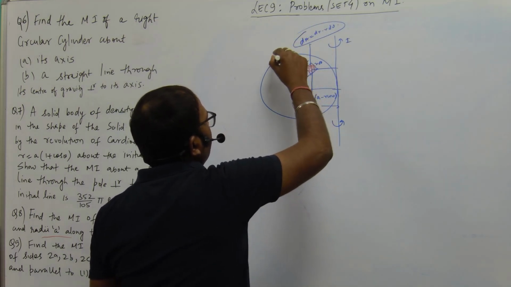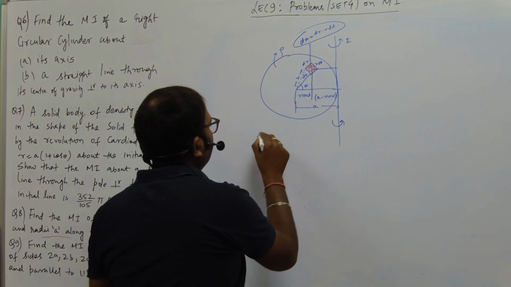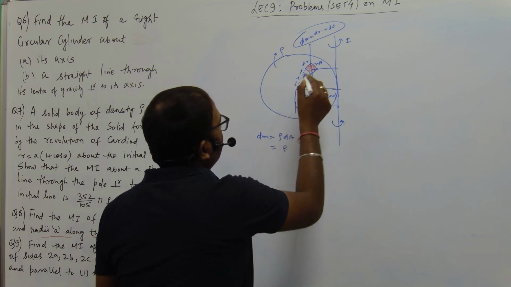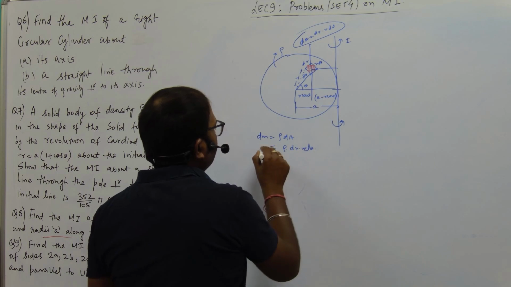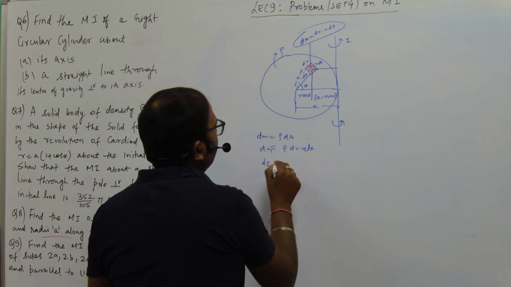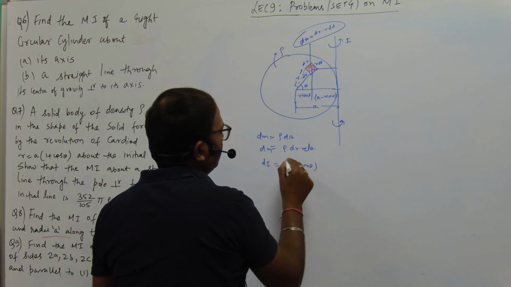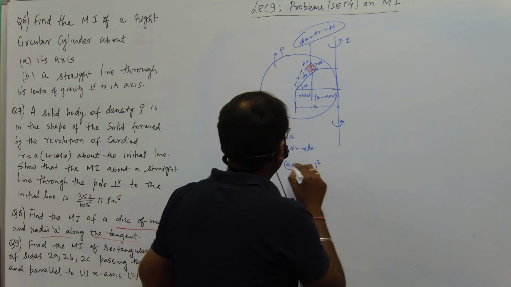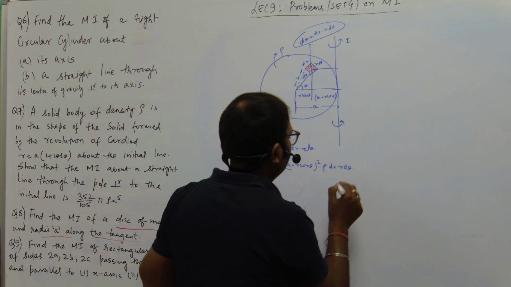So let us consider rho as the density of this disk. Okay, so what will be the elemental mass? So dm is equal to rho times dA. So this is rho times dA, which is dr into r d theta. Okay, this is dm. So dI is equal to, this distance is (a minus r cos theta) whole square into dm. dm is rho times dr into r d theta.